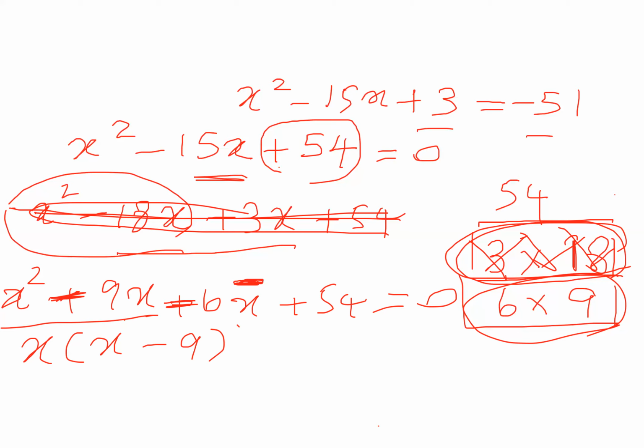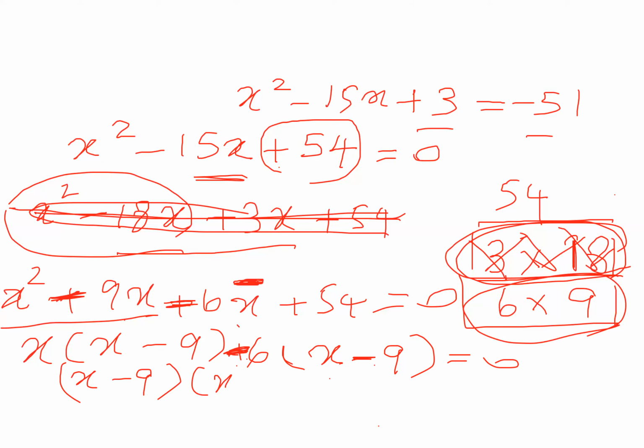Then next, when I take in plus x here, then x minus 9. Then therefore we have to put in here minus 6, okay? Then minus 6 minus minus plus 54. So then the two factors are, one is x minus 9, other one is also x minus 6, right?